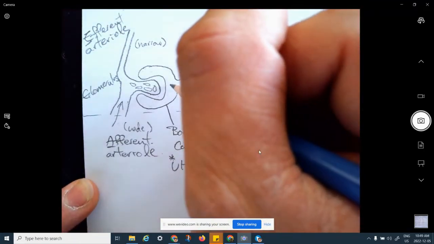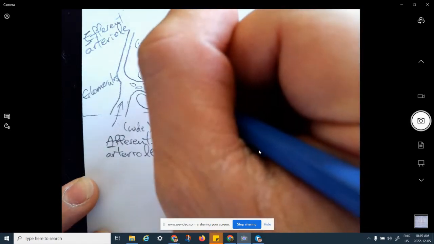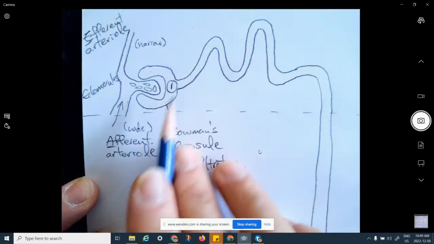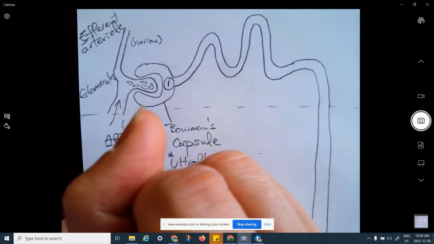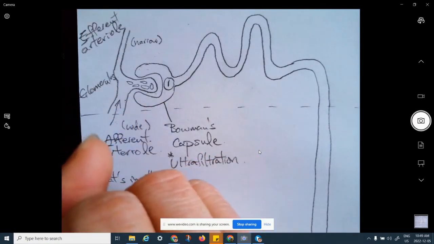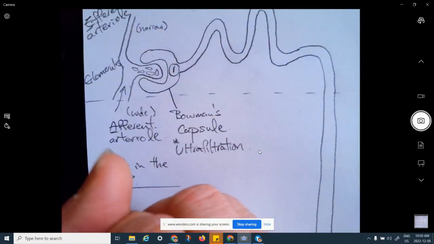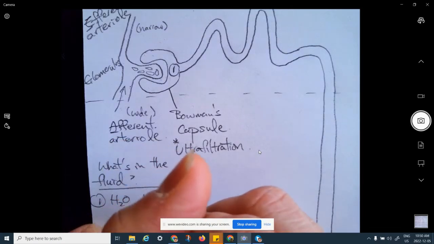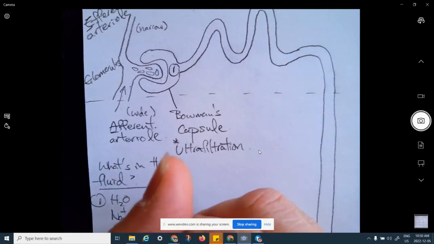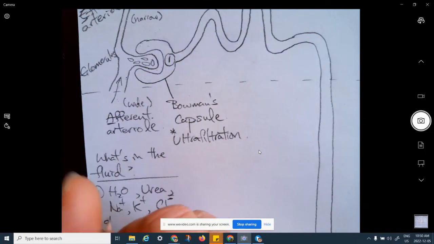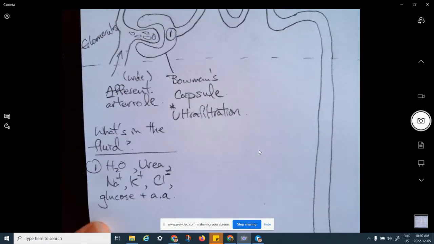The fluid that gets pushed out of the glomerulus into the Bowman's capsule, you call that the filtrate. And at this point, what's in the fluid? You will have water, urea, sodium, potassium, Cl minus, fluoride ions, glucose and amino acids. AA, amino acids.